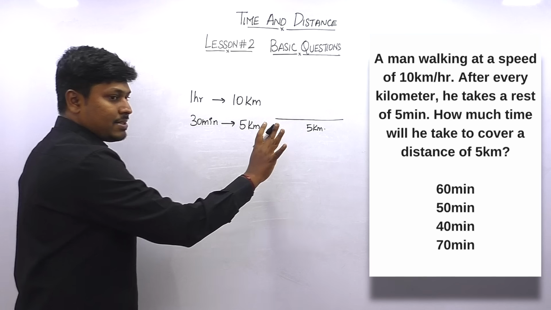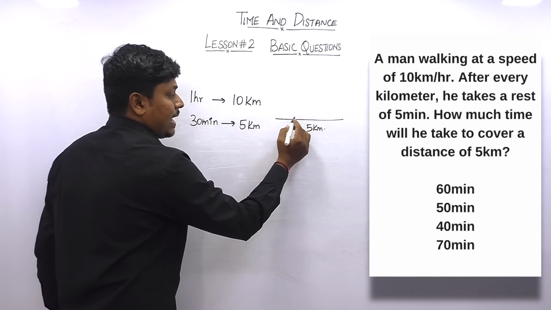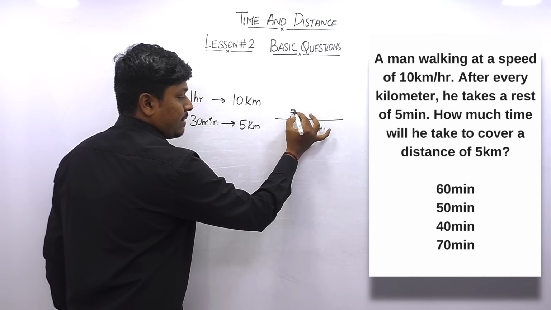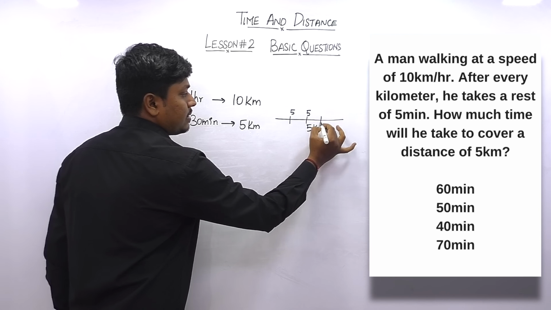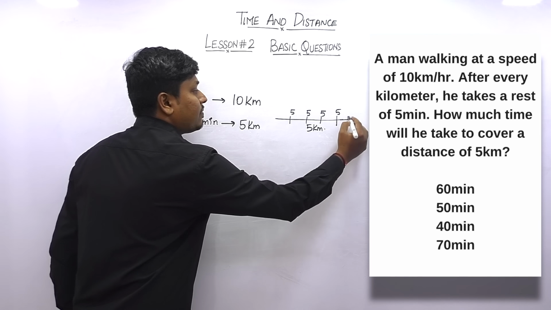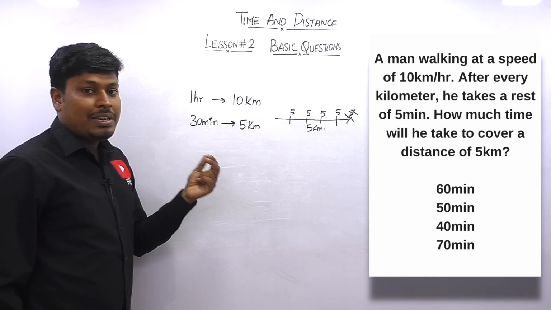You should not draw this diagram in the exams, right? You just calculate this in the mind itself. So what they are saying, every kilometer he is taking 5 minutes rest. So first kilometer he will take 5 minutes, second kilometer 5 minutes, third kilometer 5 minutes, fourth kilometer 5 minutes, and you should not make the fifth kilometer 5 minutes. That is wrong. Why? Because our target is to find only 5 kilometers.